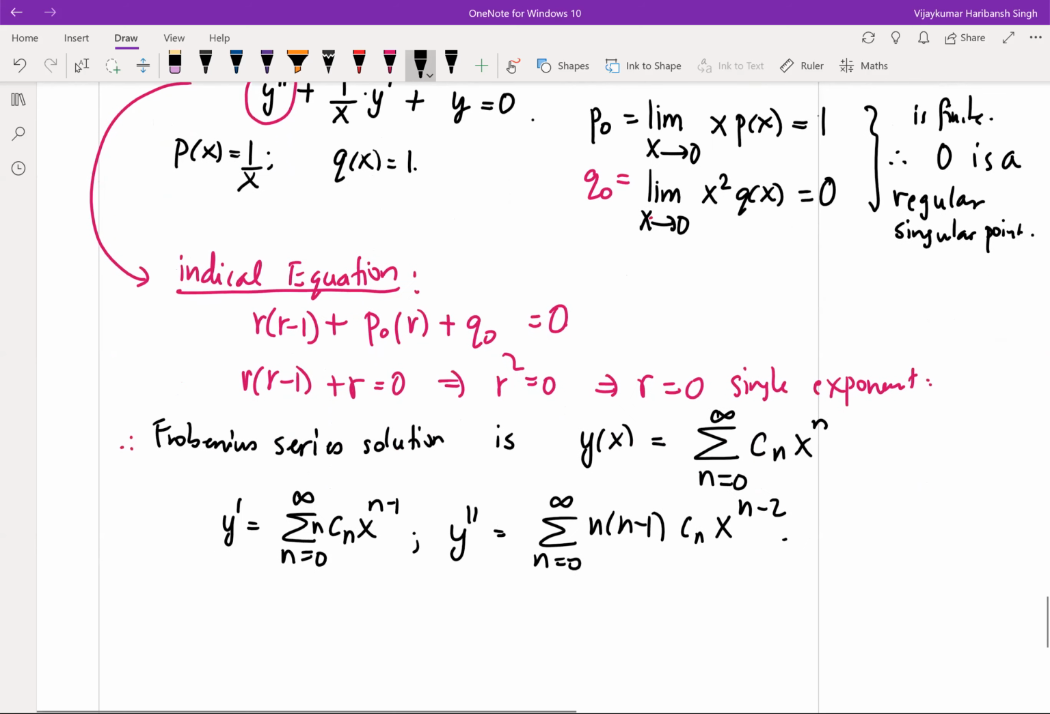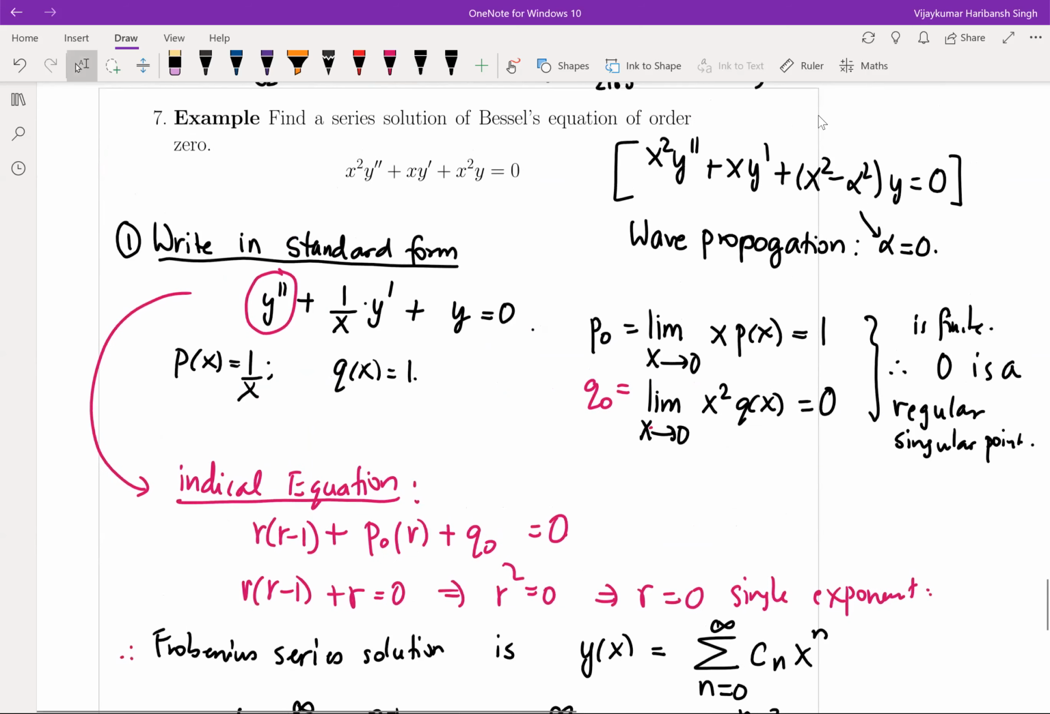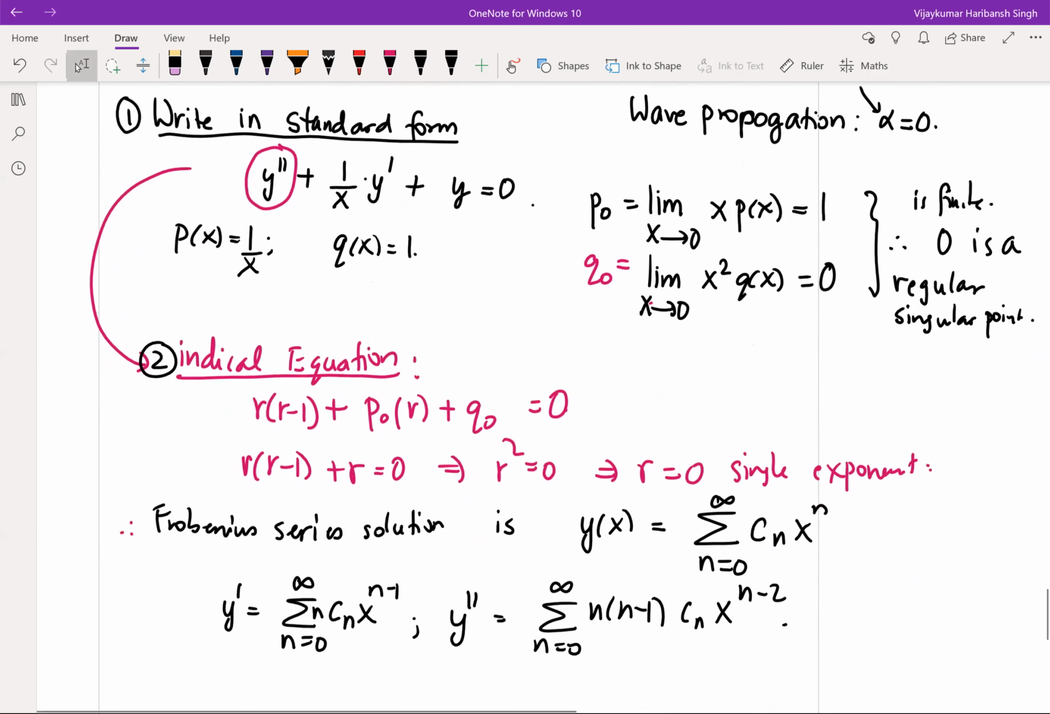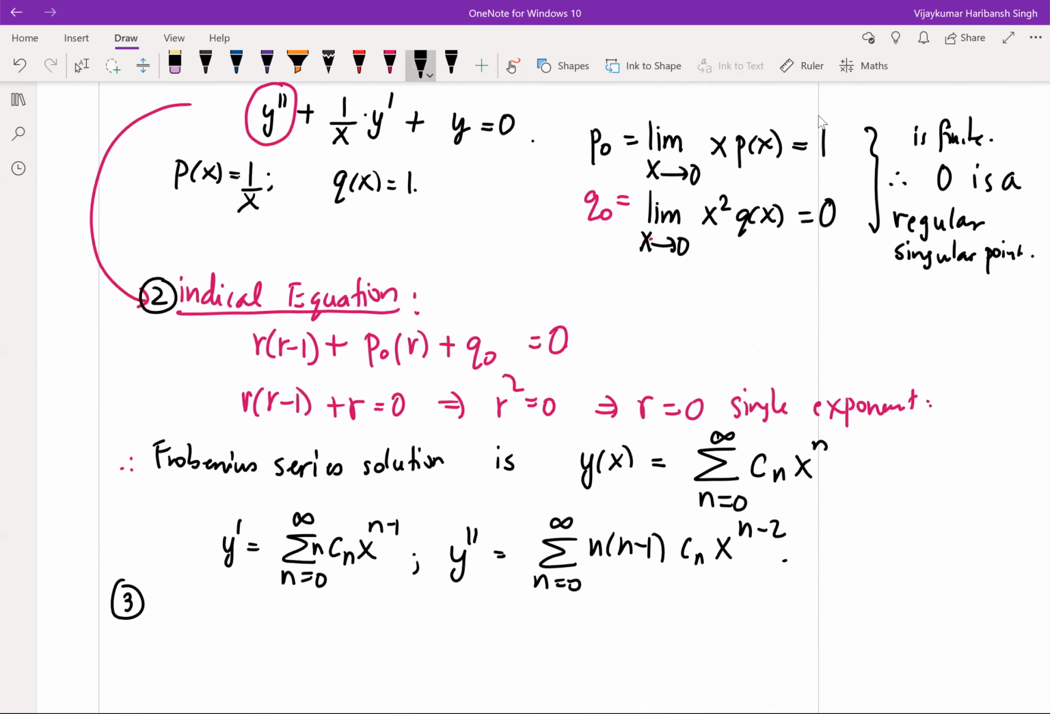So this was step 1 in some sense, to write in standard form. The indicial equation is step 2. Step 3 is basically writing down the Frobenius series solution. So this is step 3. Substitute in the given differential equation. So we get what?